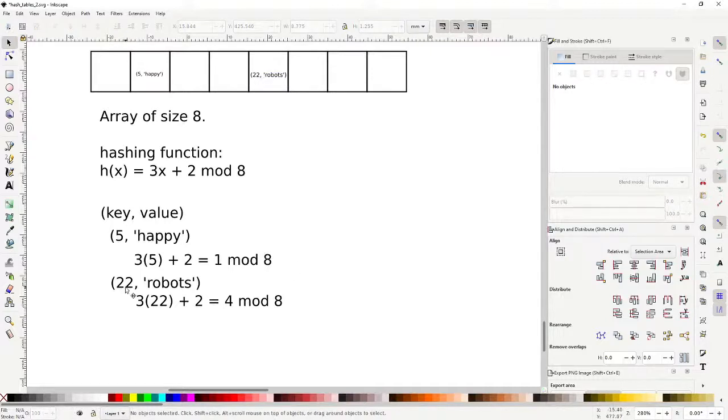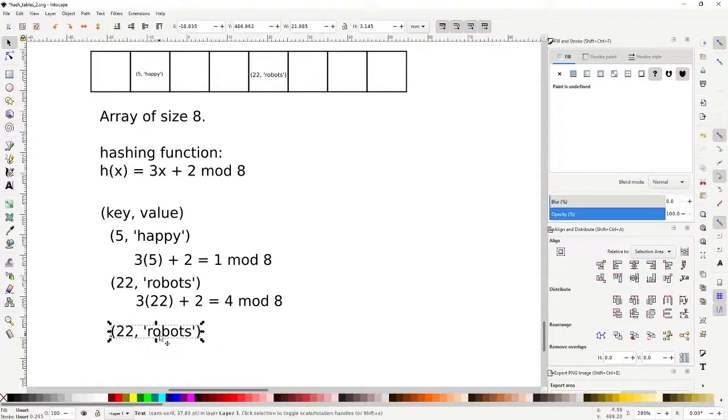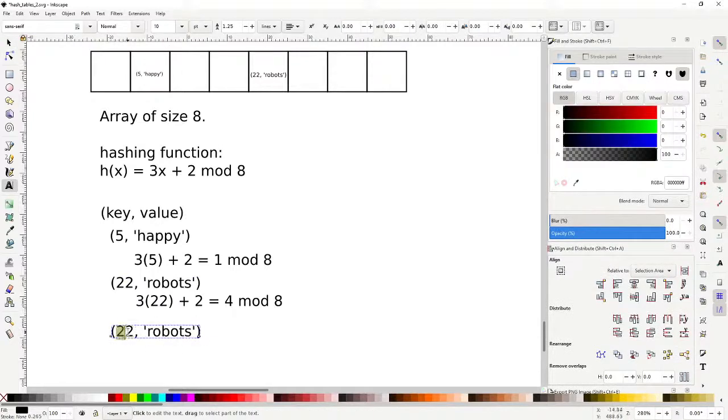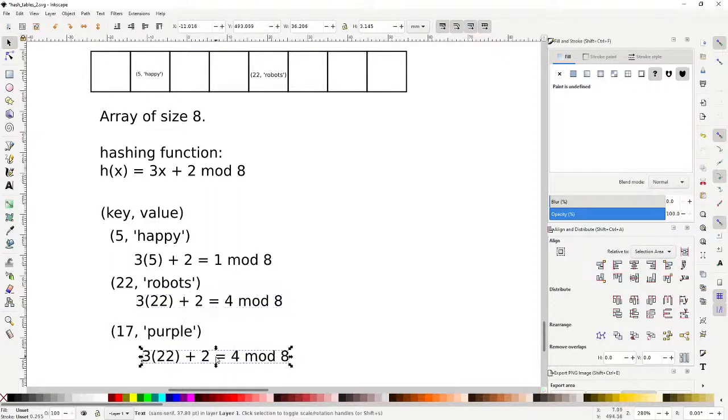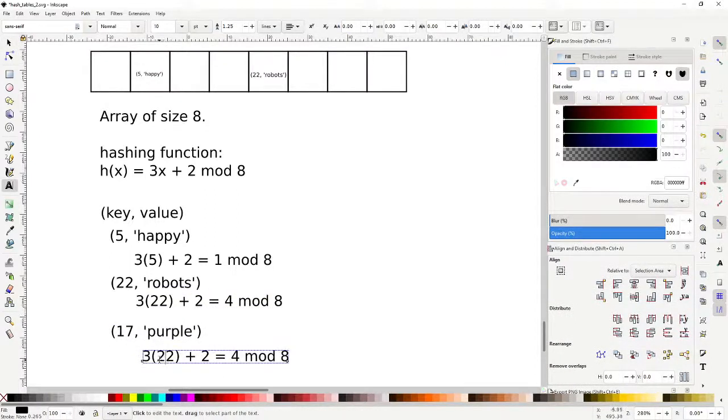All right, let's do another one. Let's say 17 and, I don't know, purple, right? So the value, again, the value does not matter. I'm just using it as an example, but because I think last semester I just wouldn't include values, and I think that might have confused some people.